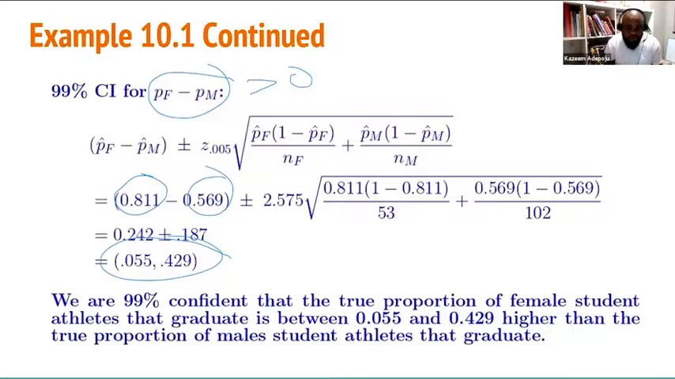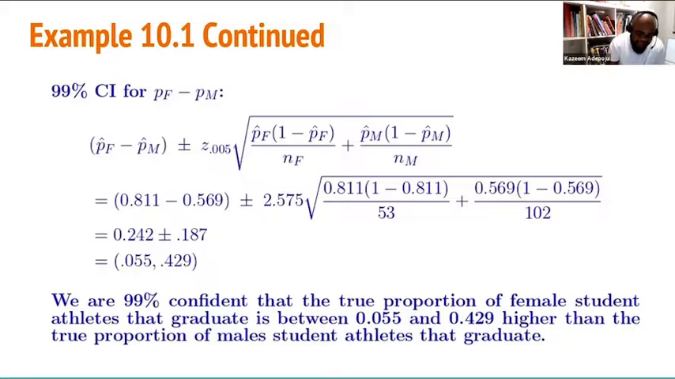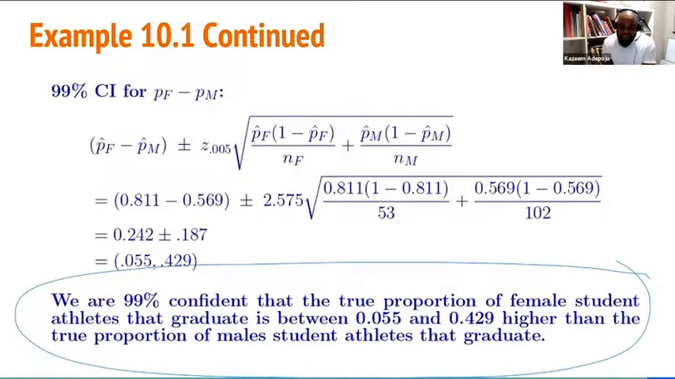So if I really want to interpret this now, I'm going to say we are 99% confident that the true proportion of female student athletes that graduate is between 0.055 and 0.429 higher than the true proportion of male student athletes that graduate. So, based on the sample we have analyzed, we can see that female athletes have higher graduation rates compared to their male counterparts. That is what it means.